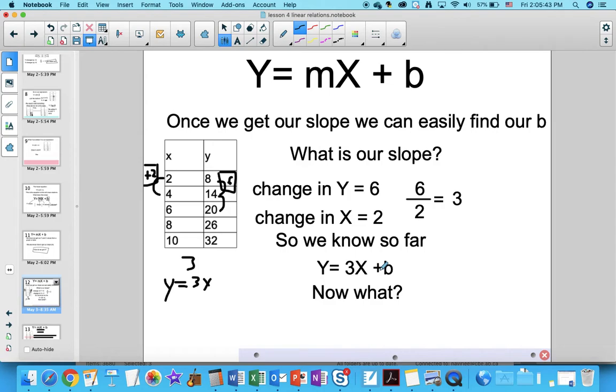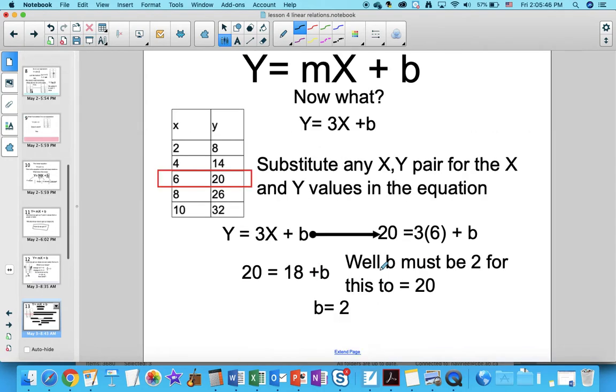Now what? Well, now you can just do a substitution. So now we know our equation so far, or expression so far, is y equals 3x plus b. So, how do I find b? I just substitute a value from a row, from the rows on the table. So I pick any row. In this case, I picked 6 and 20.